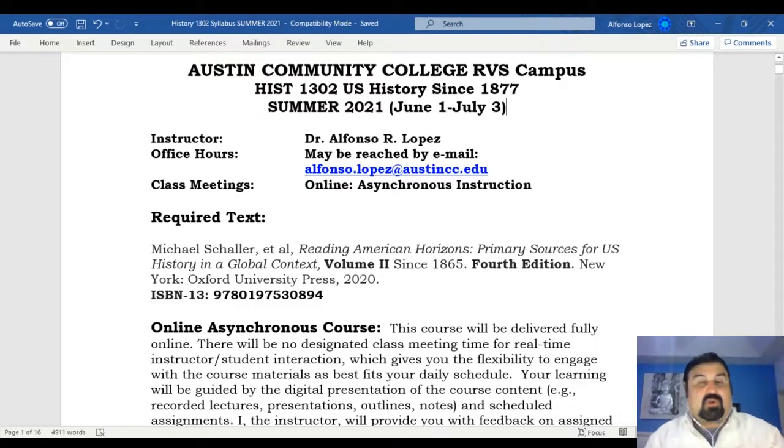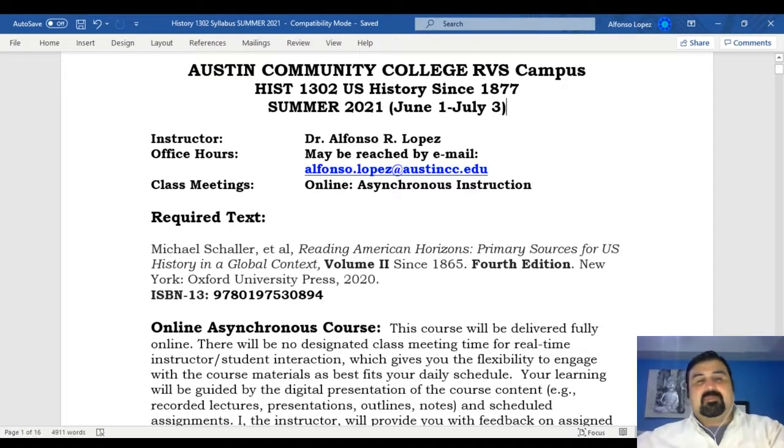Okay, so we're not going to have a textbook to follow the lectures, but rather we're going to use a small text. It's a very thin text. It's a supplemental reading, by the way. The title is Reading American Horizons, Primary Sources for U.S. History in a Global Context by Michael Charler and several authors. Okay, it's volume 2 since 1865.